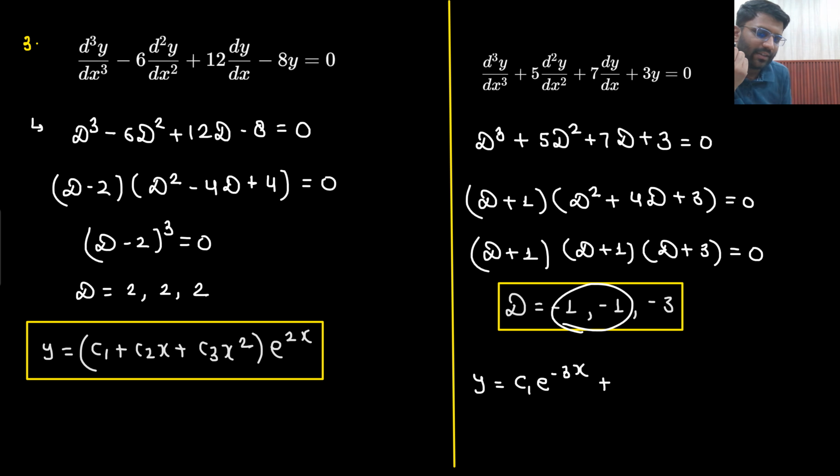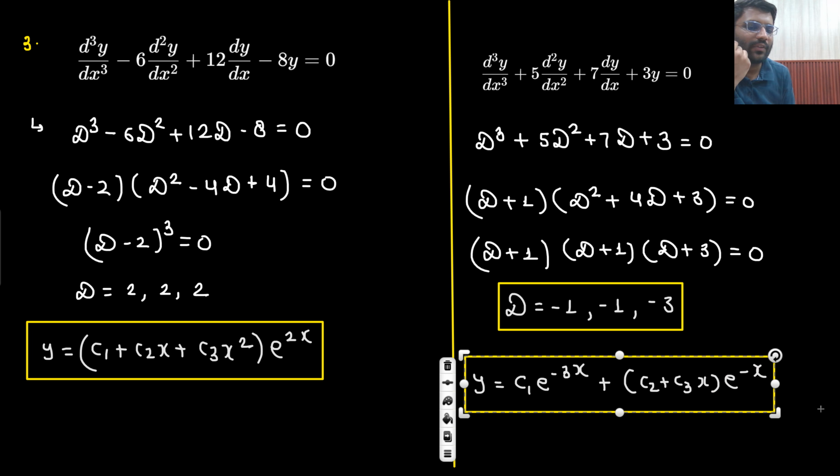Now this one is repeated. So what will be the answer here? C2 plus C3x e to the power minus x. There you go. Both kinds of cases are coming, no? One case was that, sir, minus 3 is not repeated, it is coming only once. So C1 e to the power minus 3x plus, sir, minus 1 is repeated twice. So that would be, sir, C2 plus C3x e to the power minus x. There you go. This will be the answer. Understandable? Is that clear or not?